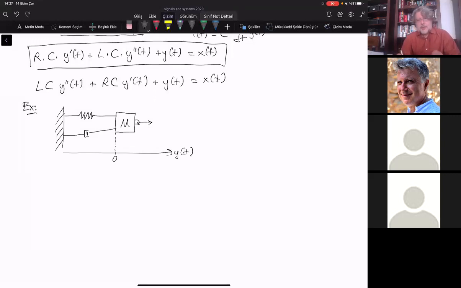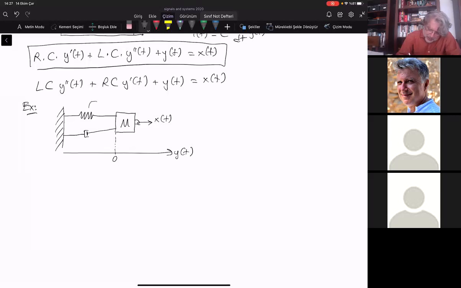What is the input? The input is the force that we apply. We are pulling this mass. So how can we describe the motion, y position, that changes in time according to the change of the force x of t in time? So what's the relation between x of t and y of t?